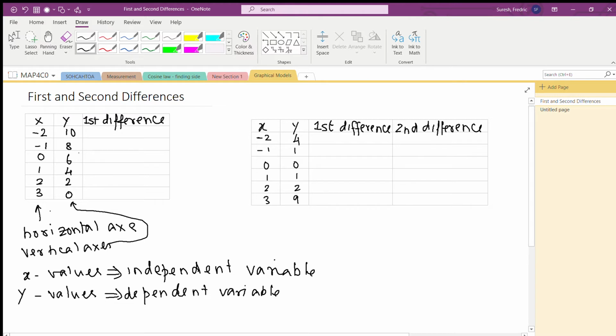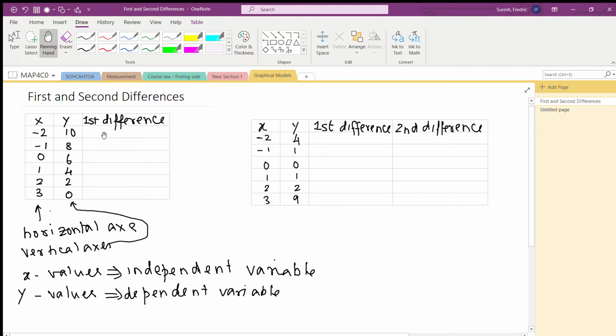It means that the values of y depend on the values of x, but the values of x you choose independently. Now, instead of going -2, -1, 0, 1, 2, 3, I could have gone 0, 1, 2, 3, 4, 5, 6, or I could have gone 2, 4, 6, 8, 10. That is, we make the choice. But once we make the choice, then the y values depend on the choice of the x value. So the x value is the independent variable, and the y value is the dependent variable. Any table of values, these hold true.